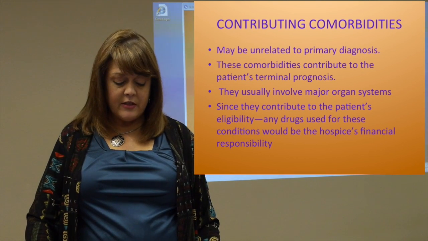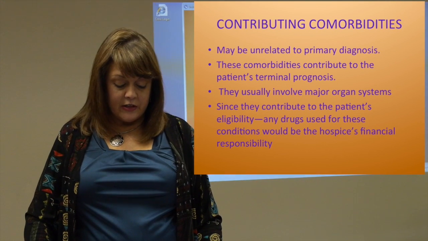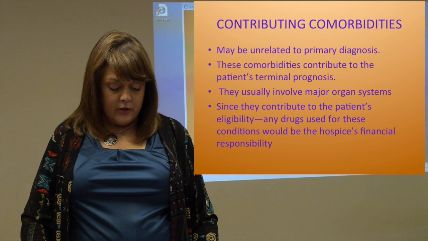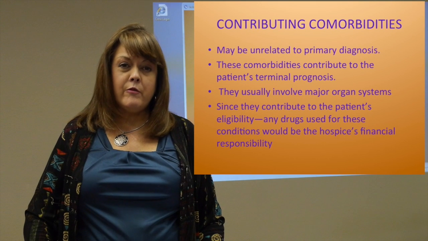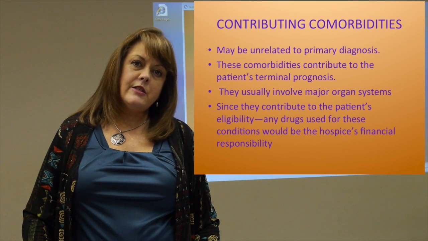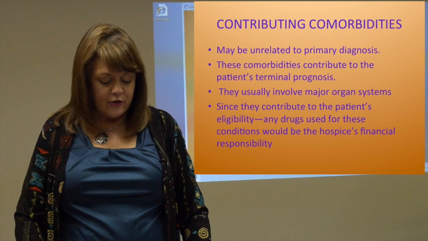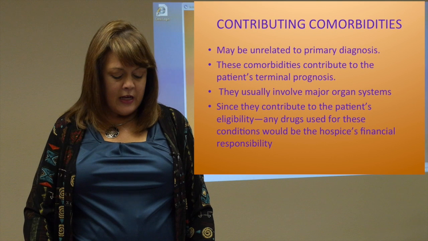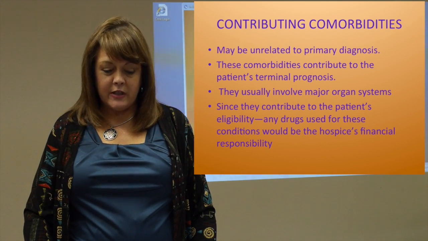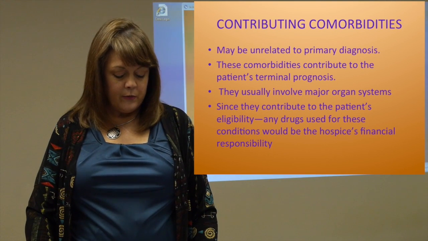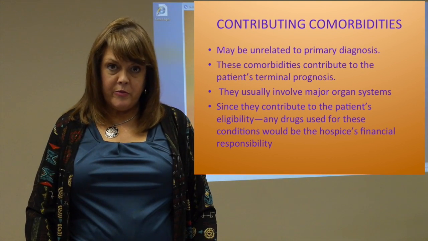But for most patients, these contributing comorbidities may be unrelated to the primary diagnosis, but they can help contribute towards the patient's terminality or terminal prognosis. They usually involve major organ systems like end-stage liver failure or end-stage renal disease. And since they contribute to the patient's eligibility, any drugs used for these conditions would be the hospice's financial responsibility. So in our patient's case, if he had diabetes and hypertension, these would be contributing comorbidities.